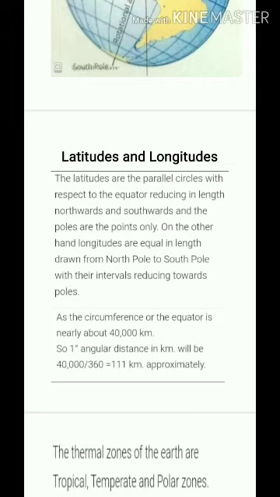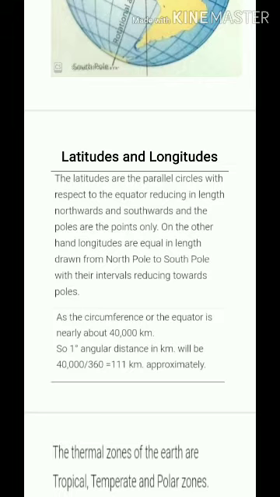The equator at 0 degree is the largest parallel. Longitudes, on the other hand, are equal in length, drawn from north pole to south pole with their intervals reducing towards the poles. They meet at the poles, at the north pole and at the south pole.